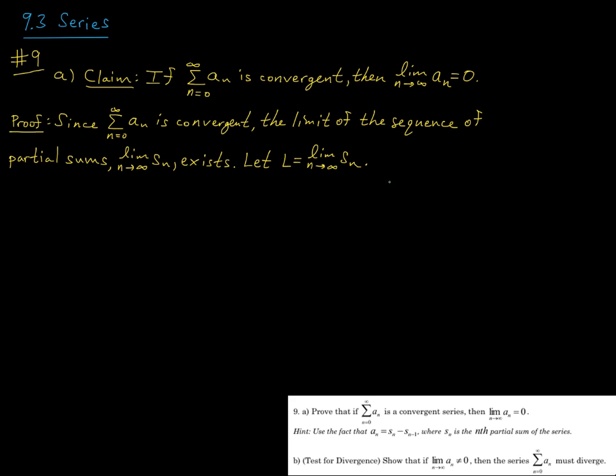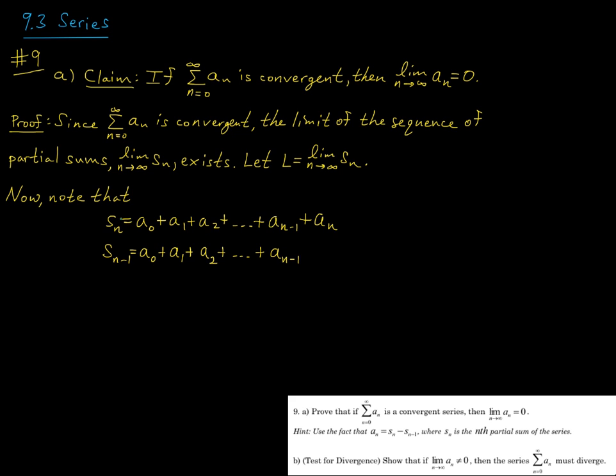And I'll go ahead and give that limit a name. I'll call it L. Alright, so now note that if I write out the partial sum s sub n, so that's where we just sum up all the terms up until we get to a sub n, and then write out the partial sum s sub n minus 1, again, sum up all the terms until you get to a sub n minus 1 there, and then take the difference of those partial sums. On the right-hand side, everything drops out except for a sub n, and so we get that a sub n is equal to s sub n minus s sub n minus 1. It's the difference between these two consecutive partial sums, and that's really what we're seeing here in the hint.